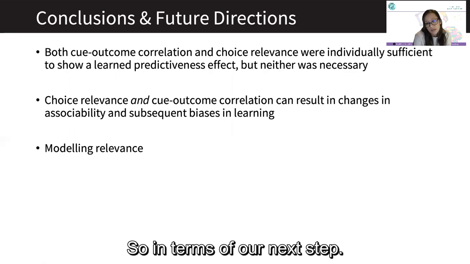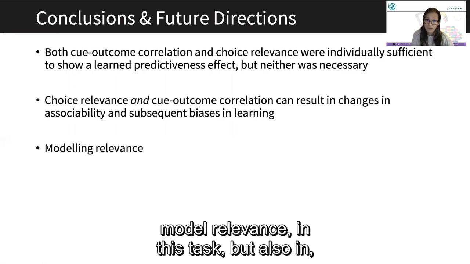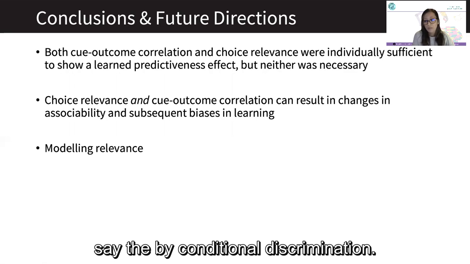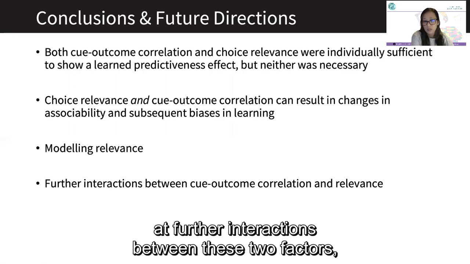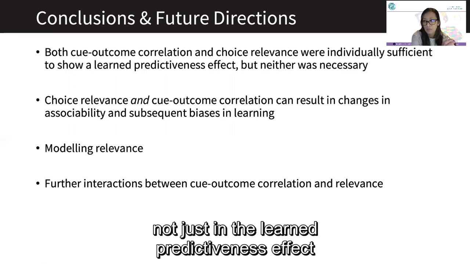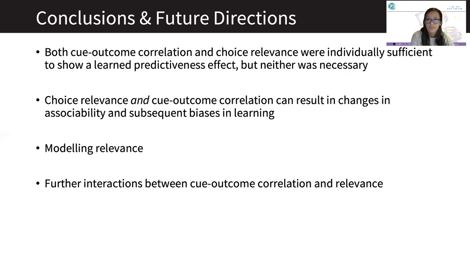So in terms of our next steps, we're trying to think of ways in which to model relevance in this task, but also in, say, the biconditional discrimination. And we're also interested in looking at further interactions between these two factors, not just in the learned predictiveness effect, but also in other attentional effects in associative learning.